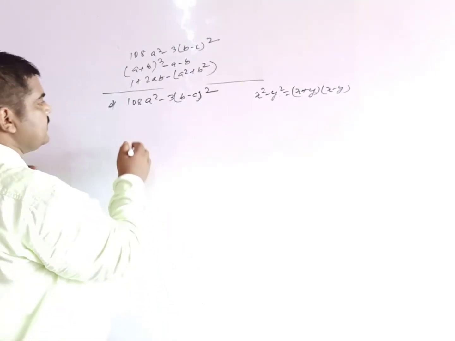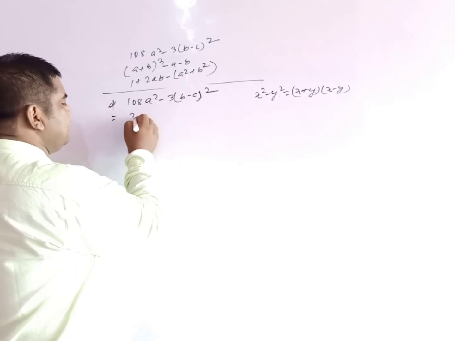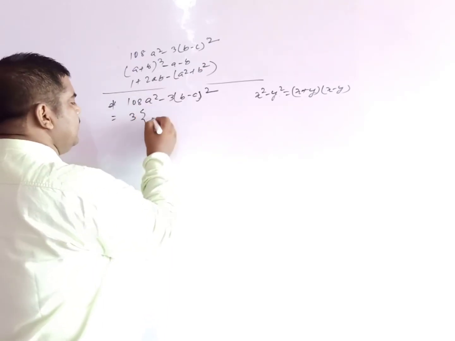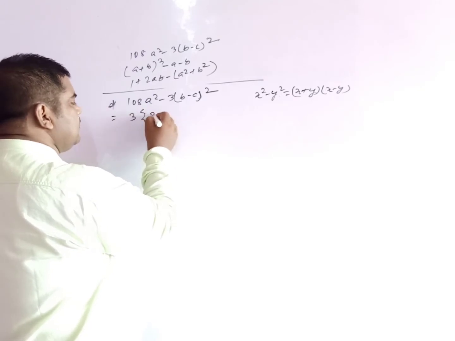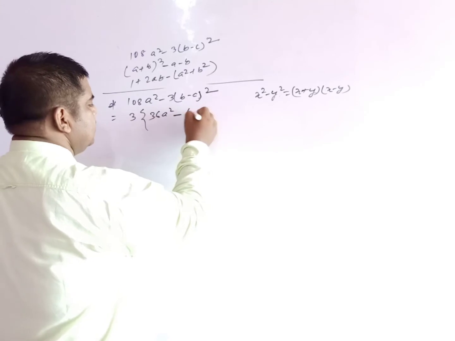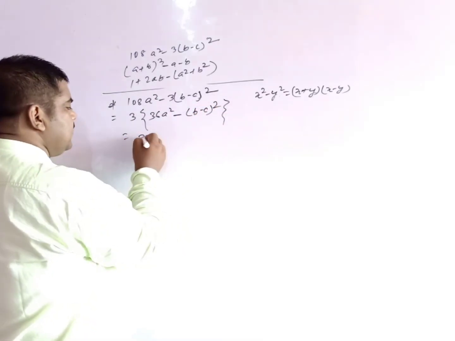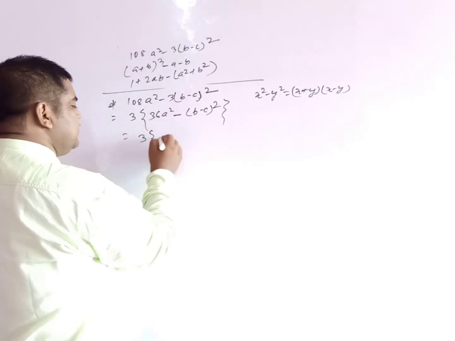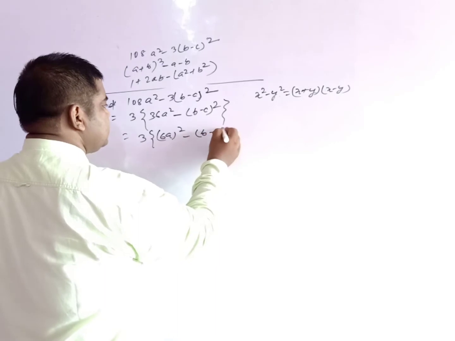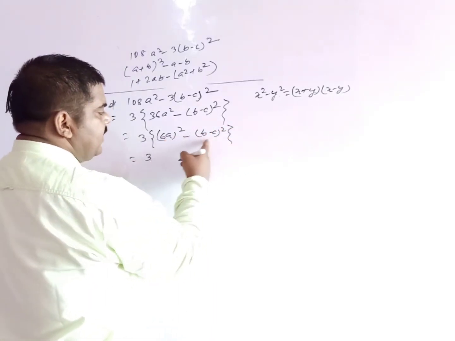In this question you can just see that you may take the common. 3 can be taken as common. Then what you get? Actually you just get 3 into 36a squared minus b minus c whole squared, and after that you can just rearrange it: 6a whole squared minus b minus c whole squared, and now x squared minus y squared.